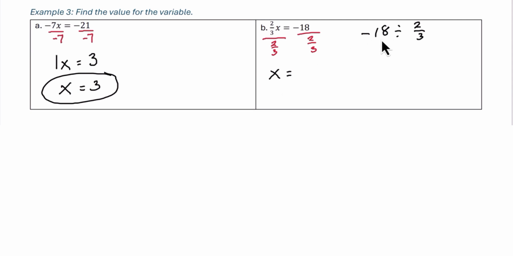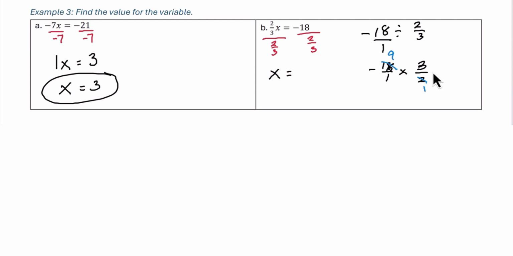If it helps you, you can think of the negative 18 as negative 18 over a 1. And remember, when we have a fraction divided by a fraction, we keep, change, flip. We keep the first fraction the same, change to multiplication, and flip the second fraction. Now it's multiplication. Now we can reduce before we multiply. Looking at 18 and 2, they have a common factor of 2. 2 goes into itself once. 2 goes into 18 9 times.